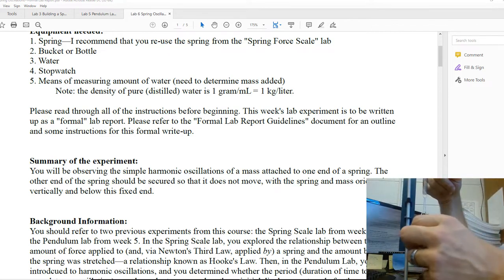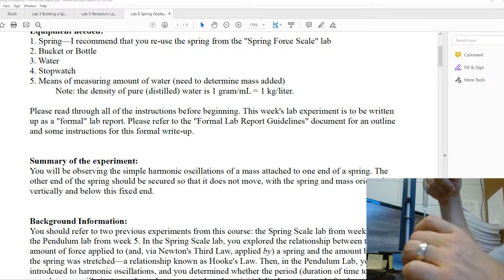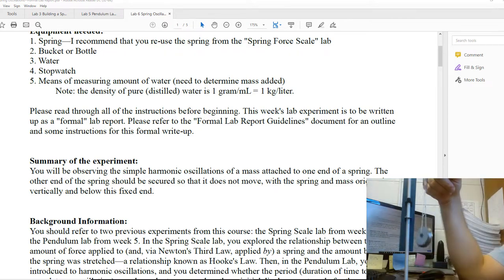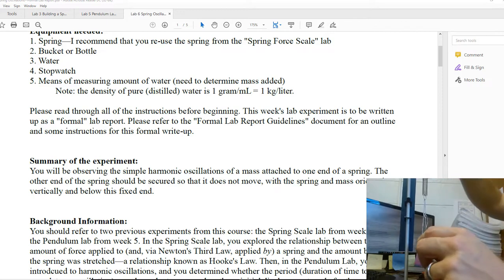My setup has a proclivity to be bouncy. Hopefully you don't have that particular issue. It's not a big issue, but it does make it a little harder to time, especially if there's a large scale motion to it. Okay, so I can pull down by more and I can pull down by less.